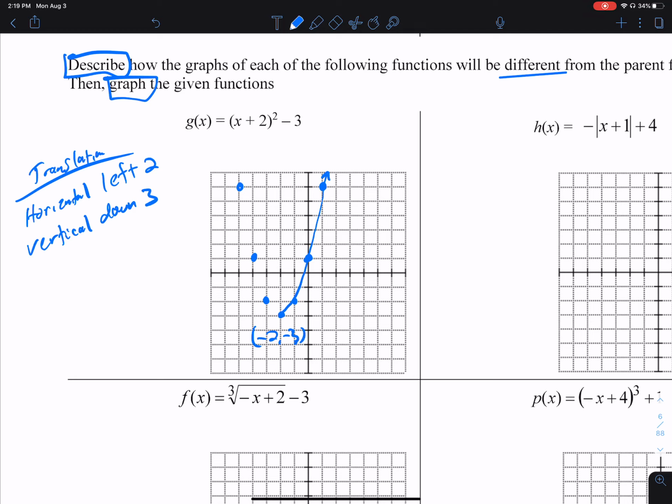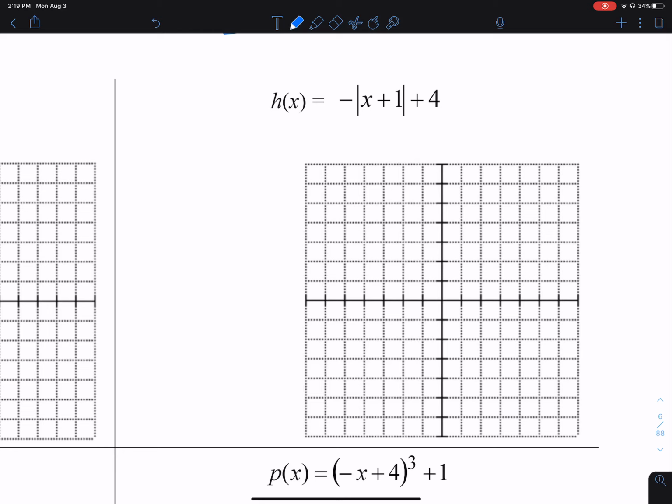Let's check out H. How does this differ from the parent graph? And the parent graph for this is an absolute value. Do we have any reflections? We sure do. We are multiplying by negative on the outside. Things that happen on the outside are vertical. So we have a reflection vertically. There's no dilations. Those are typically the hardest. We're not multiplying by a number on the inside or outside. We do have some translations, though.